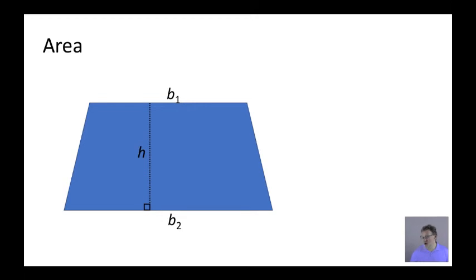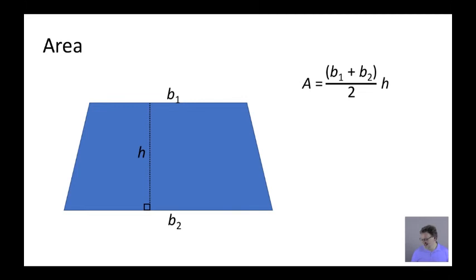As it turns out, what we do is we take the lengths of those 2 bases and we average them. What does that mean? Well, we add those 2 lengths together and we divide by 2. As it turns out, when we take that average of those 2 bases and then multiply that by the height, base times height, we get the area of a trapezoid. Exactly, the area of a trapezoid.